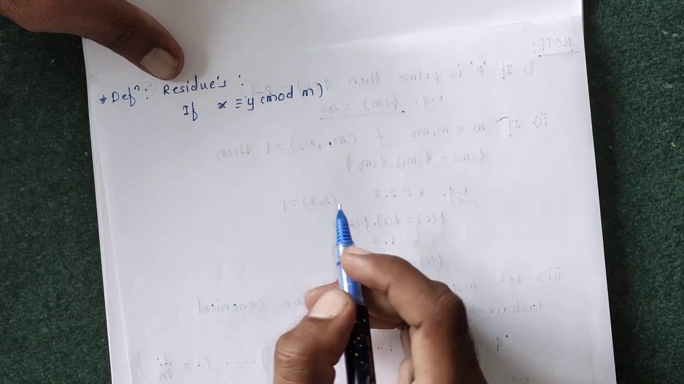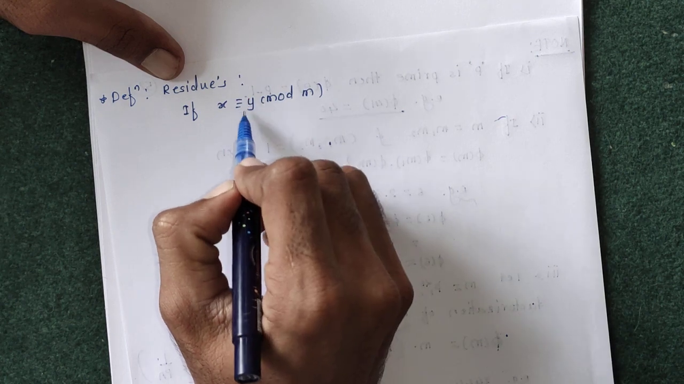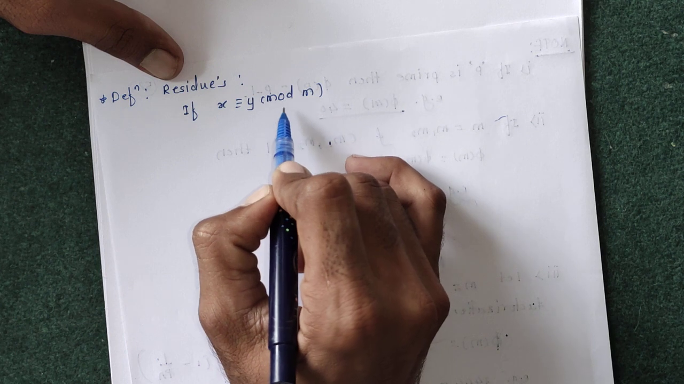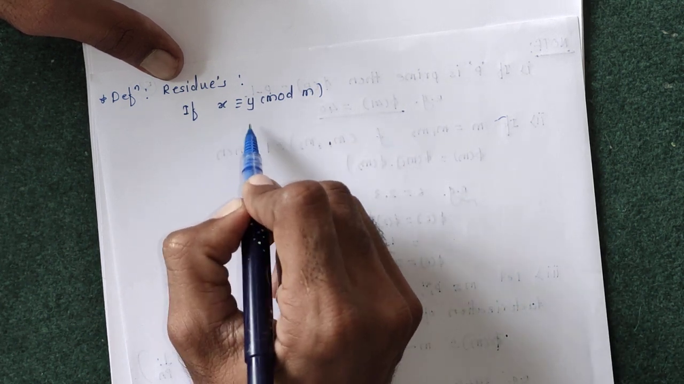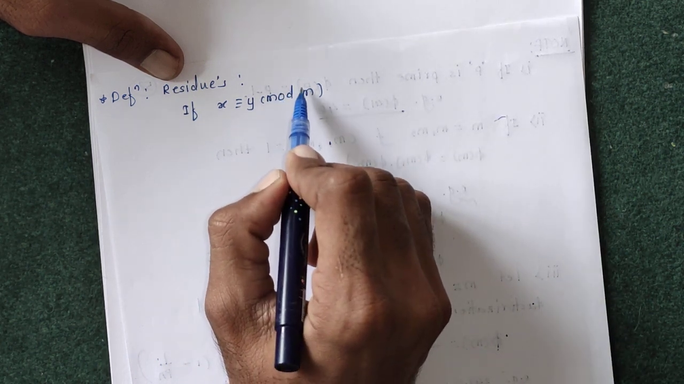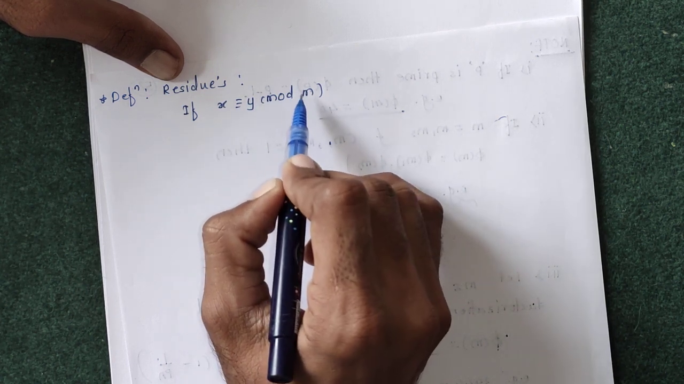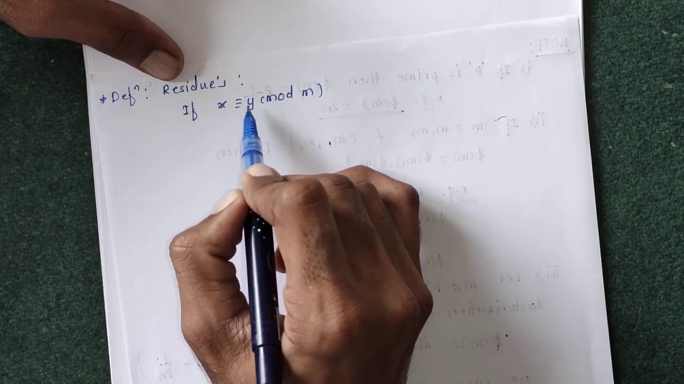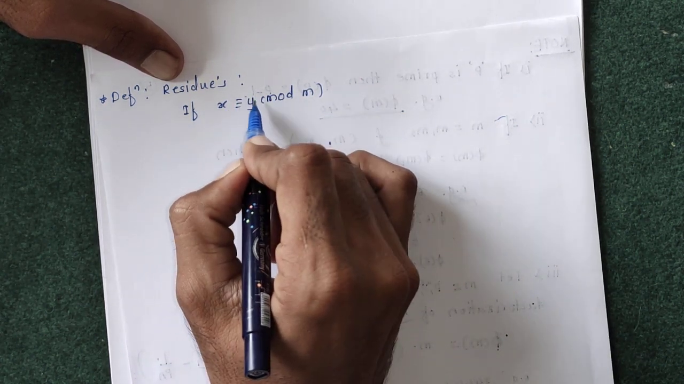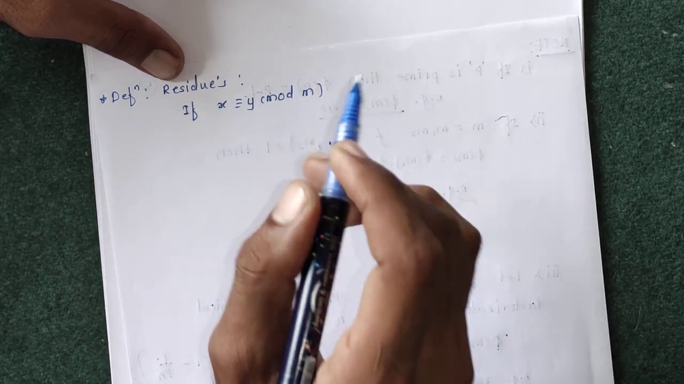This y is called residue of x under modulo m. If we consider this congruence, then we say that m divides x minus y. That is, if we divide x by this number m, then y is the remainder, and this remainder is called residue. If x is congruent to y modulo m, then y is called residue of x under modulo m.